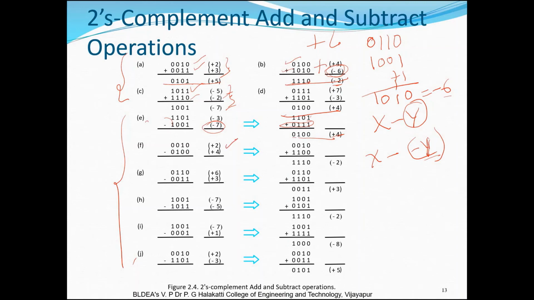Same way here, if I am going to perform subtraction of 2 minus 4, then since 4 is positive, its 2's complement will give me 1100, then add it to 2. So whenever, remember, there is a minus, you have to just take the 2's complement of y and then perform addition. So try all these 3 examples, then only you will be able to analyze.